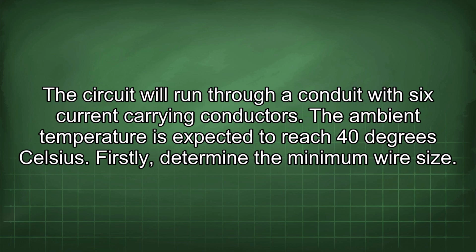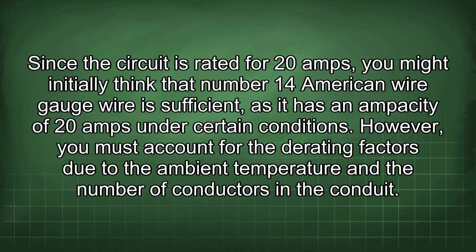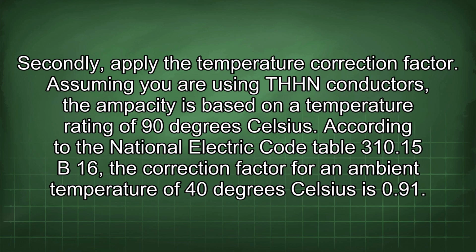Firstly, determine the minimum wire size. Since the circuit is rated for 20 amps, you might initially think that number 14 American wire gauge wire is sufficient, as it has an ampacity of 20 amps under certain conditions. However, you must account for the derating factors due to the ambient temperature and the number of conductors in the conduit.